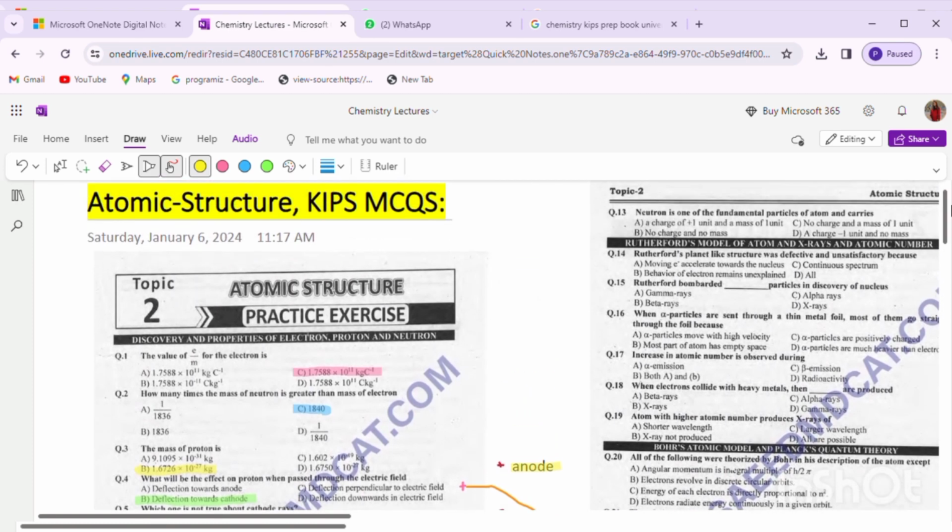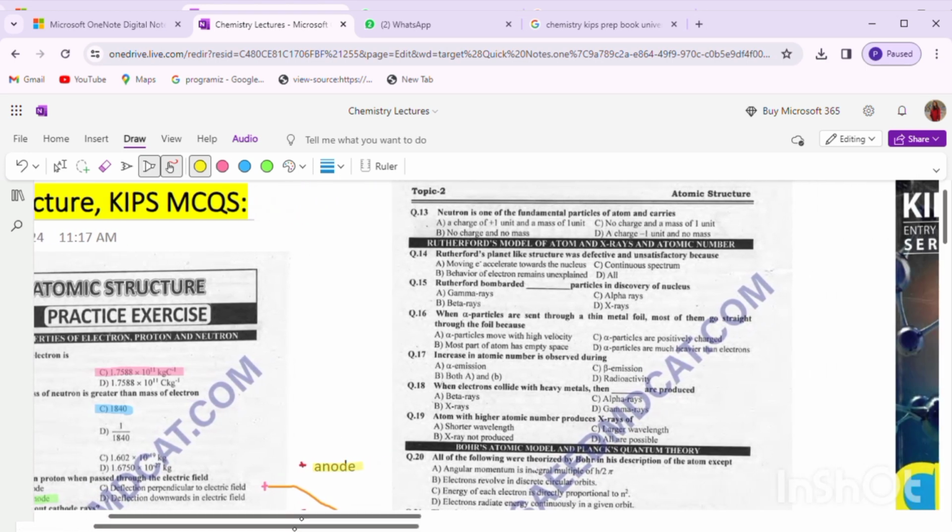So our 13th MCQ, what are they asking us? Okay, so neutron is one of the fundamental particle of atom and carries a charge of one unit and a mass of 1. We know that it carries mass of 1 unit, but it doesn't carry any charge. No charge and no mass. No mass is correct, but no mass because it has 1 unit mass, right? So B is not correct. No charge and a mass of 1 unit. Yes, this is correct because it has no charge. However, it has 1 unit mass, right? And if I read about the D option, a charge 1 unit and no mass, of course this is wrong. It hasn't charge, it has mass, right? So our correct option is C.